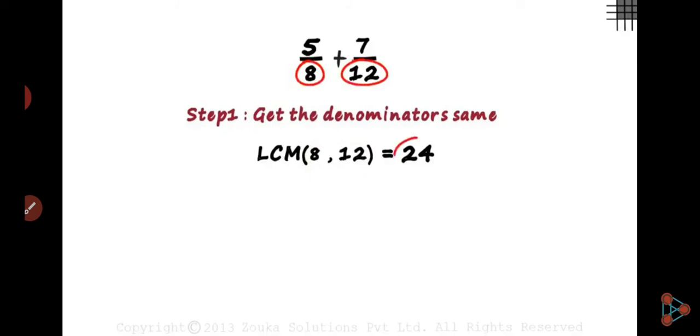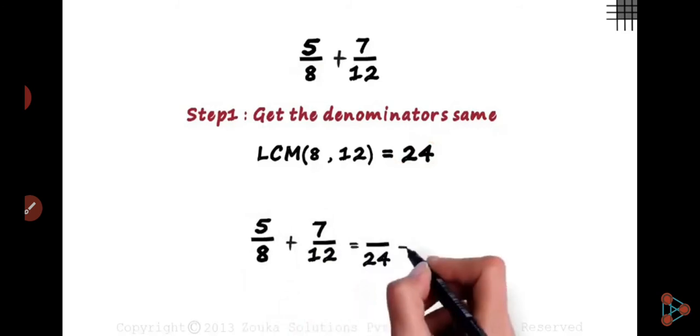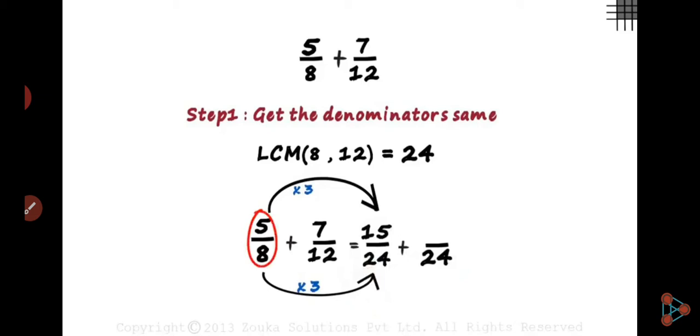Okay, if we get the LCM of 8 and 12, then we get 24. Okay, now the process is the same for the denominator. So if we make 8 into 24, we multiply by 3. Okay, so if we multiply the denominator by 3, then we have to multiply the numerator by 3. Okay, so it becomes 15. Now 5 by 8 becomes 15 by 24.